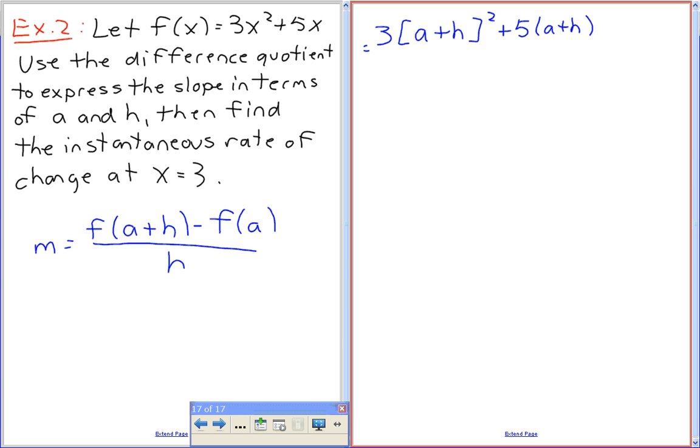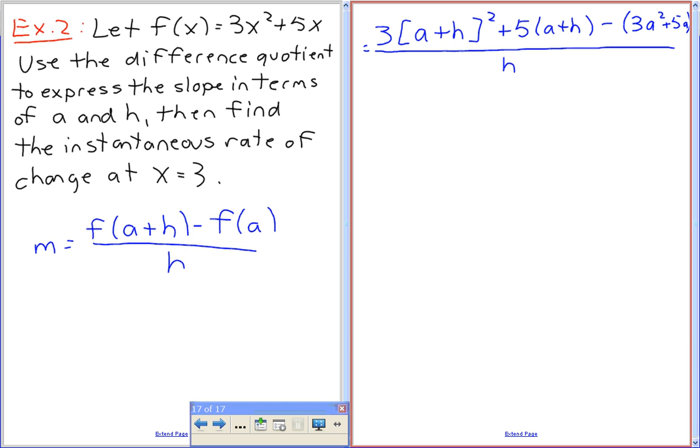So we subtract 3a squared, good. And plus 5a. All over h. Now, please note that's got to be bracketed, because you have to subtract that in the end.